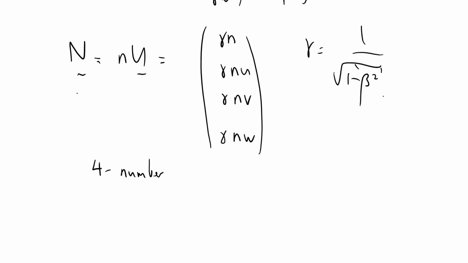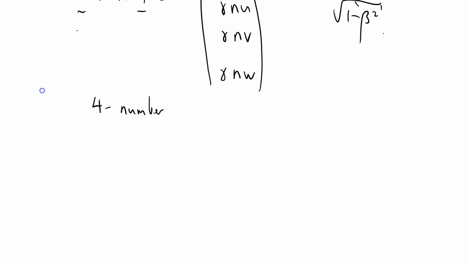General relativity step by step. Last time I defined the number flux vector n in terms of the 4 velocity u, and I'm going to spend a little bit of time developing what these terms mean here.